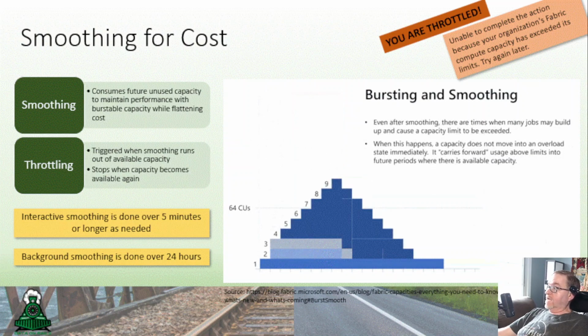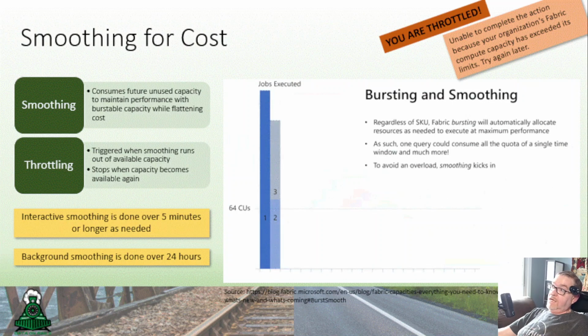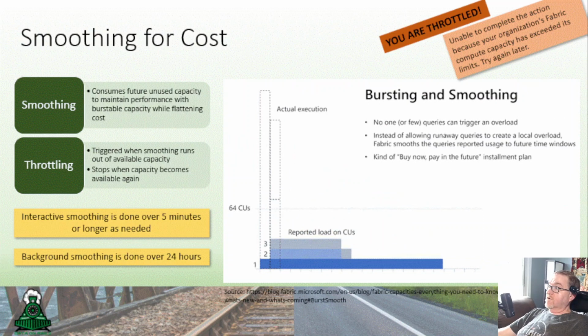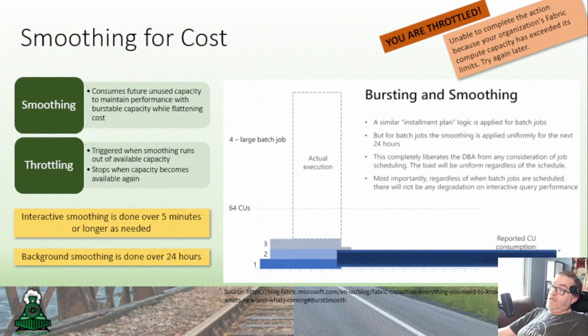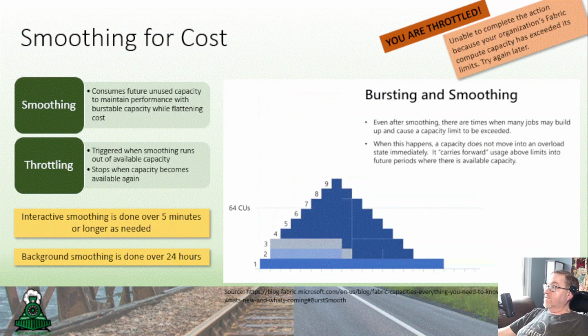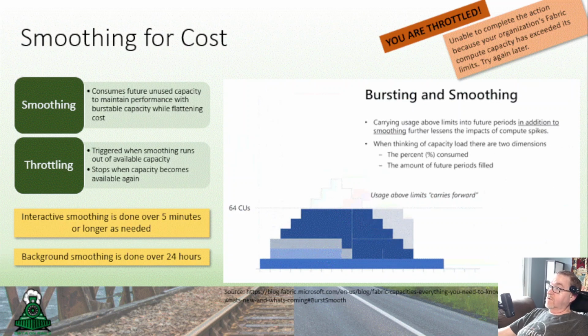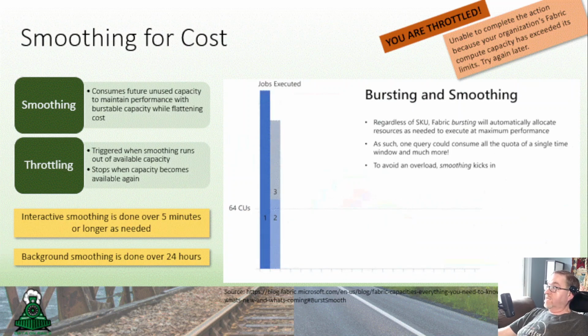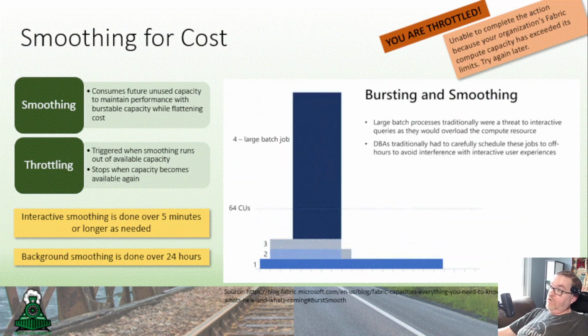Once you run out of capacity, the throttling begins. So when you think about that, when smoothing no longer is able to smooth far enough out in front, you will actually start to see throttling happen. Typically, throttling starts with interactive queries and then moves to more of batch load processes after that. So interactive smoothing is done over 5 minutes or longer.